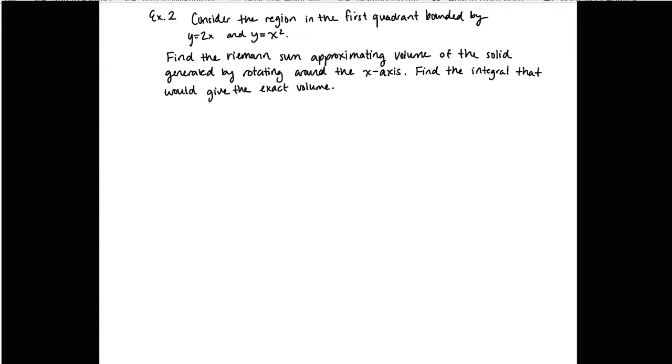So in our next example, we're going to consider the region in the first quadrant bounded by y equals 2x and y equals x squared. We're going to find the Riemann sum by approximating the volume of the solid generated by rotating around the x-axis, and then we will find the integral that would give the exact volume. So to do this, first we're going to need to get a handle on our region to help us figure out the dimensions of disks or washers or whatever ends up being generated.